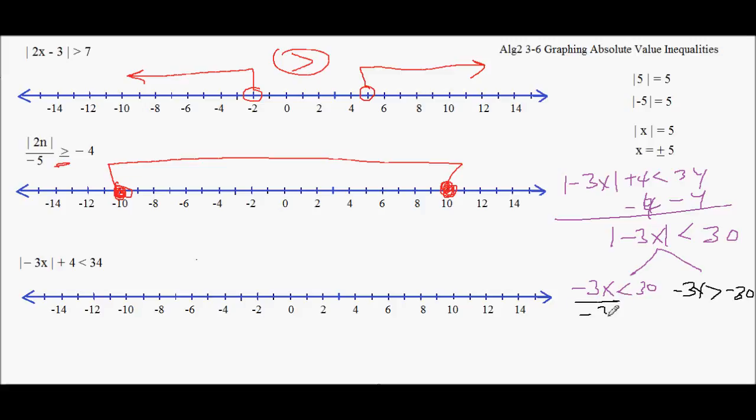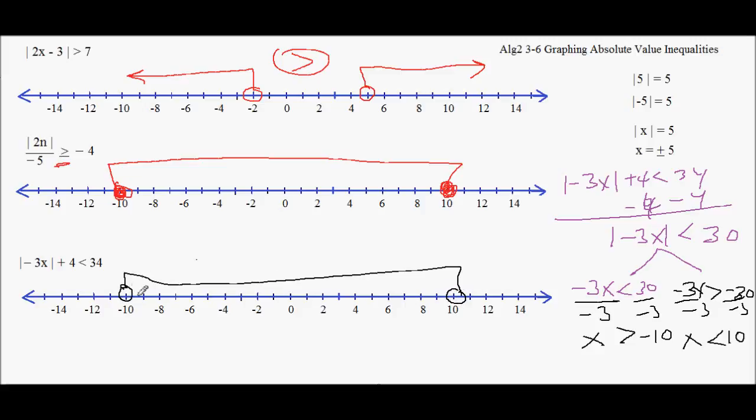Okay, so I divide by negative 3, divide by negative 3. When I divide by negative 3, I have to flip the inequality because I just divided by a negative. I get x, and I get negative 10. I divide by negative 3, divide by negative 3. I flip the inequality again. This is x is less than 10. So I get x is greater than negative 10, and x is less than 10. Oh, I get another 10. And I get that.